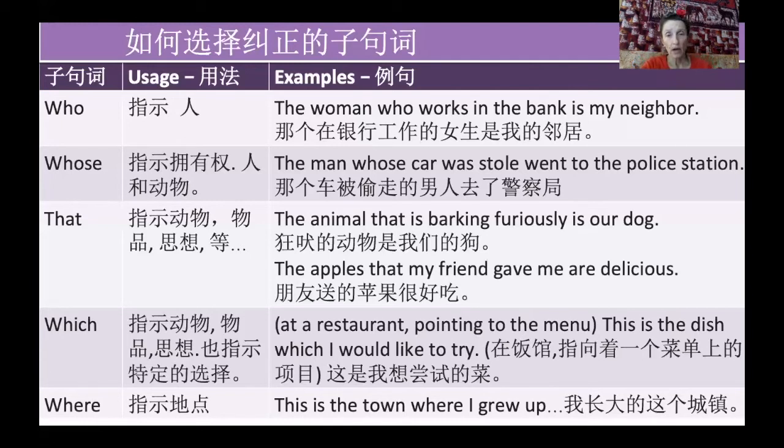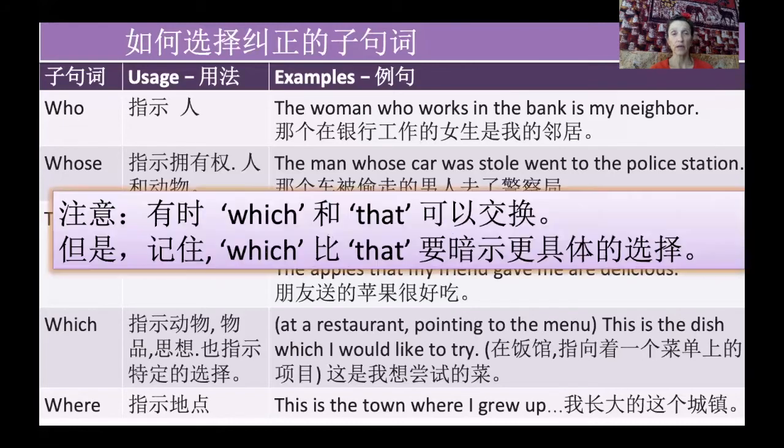Okay. And the example here is, this is a dish. So you're at a restaurant, 你在一个饭馆, and you're pointing 只是 to an item on the menu. Okay. And you say, this is the dish which I would like to try. So it's particular. And finally where, 这是地点. This is the town where I grew up. Okay. 我长大的这个城镇.